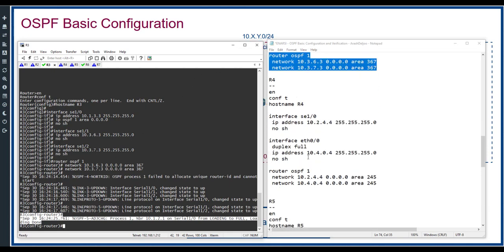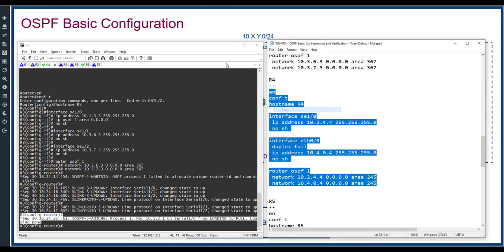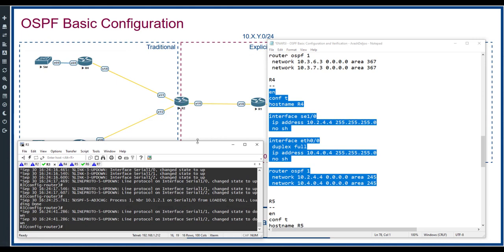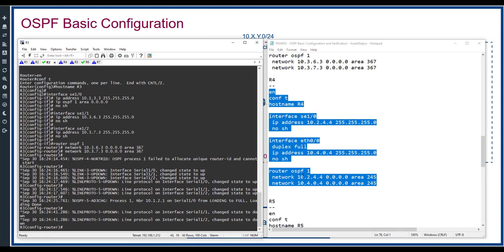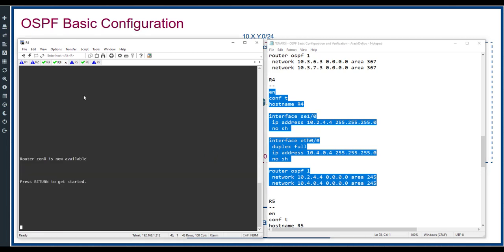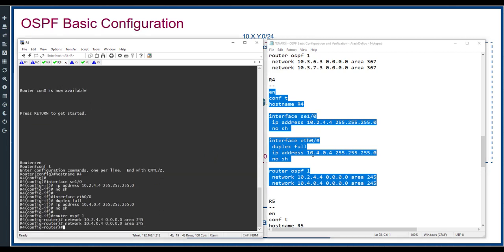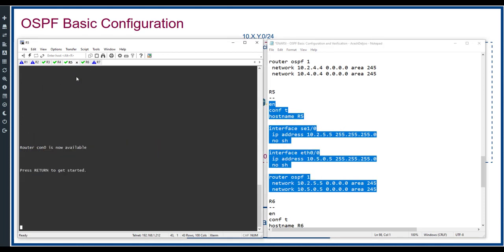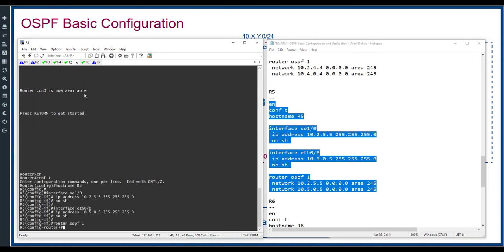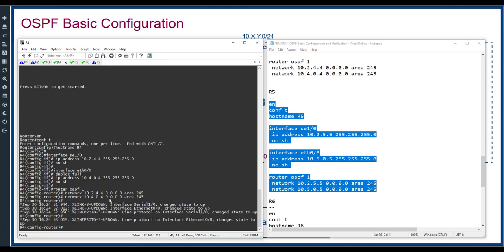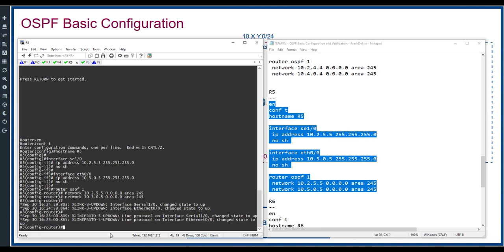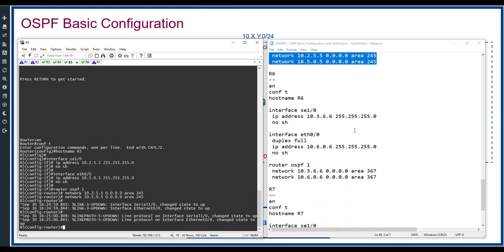The next router is router 4. Let me copy router 4. Router 4 is this router. Look at here. When you are configuring router 4, we expect to see neighborship with router 2. This is the router 4 configuration, and we can paste it here. And then let me copy the R5 configuration. In both R4 and R5, we expect to see one neighborship. In R4, after some seconds, we will have one neighborship. Let me show you. Yes, now this is our neighborship. Also in R5, after some seconds, we will see one neighborship.